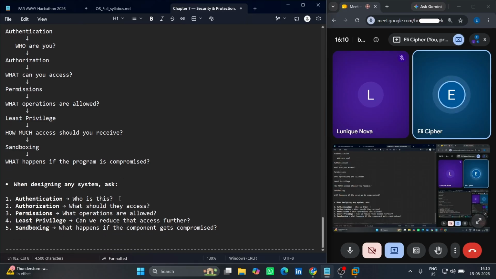So here is a one-line description. Authentication tells you who this is. Authorization tells you what they should access. Permission tells what operations are allowed. Least privilege reduces that access further. And sandboxing covers what happens if the component gets compromised, so we create another dummy environment for it.